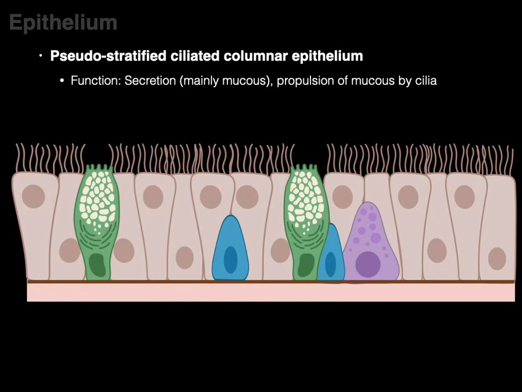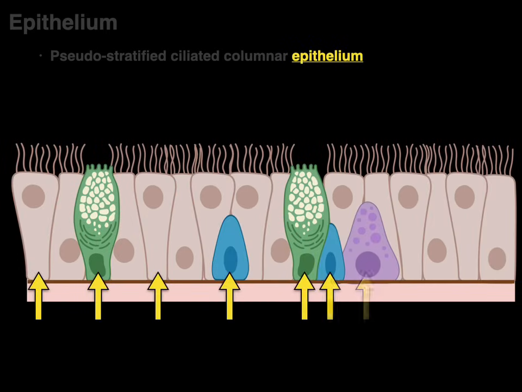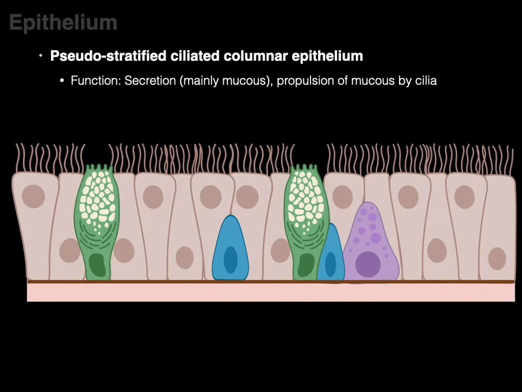Now, epithelium is a tissue, and a tissue is a collection of cells. That's why you'll notice that there are different colors of cells that have different functions. Different epithelial cells make this pseudostratified ciliated columnar epithelium. Now, the function is secretion, mainly mucus, and the propulsion of mucus by the cilia to the outside of the body. So the goblet cells secrete mucus, and the cilia propel that mucus to the top of your throat, and you spit it out, okay?